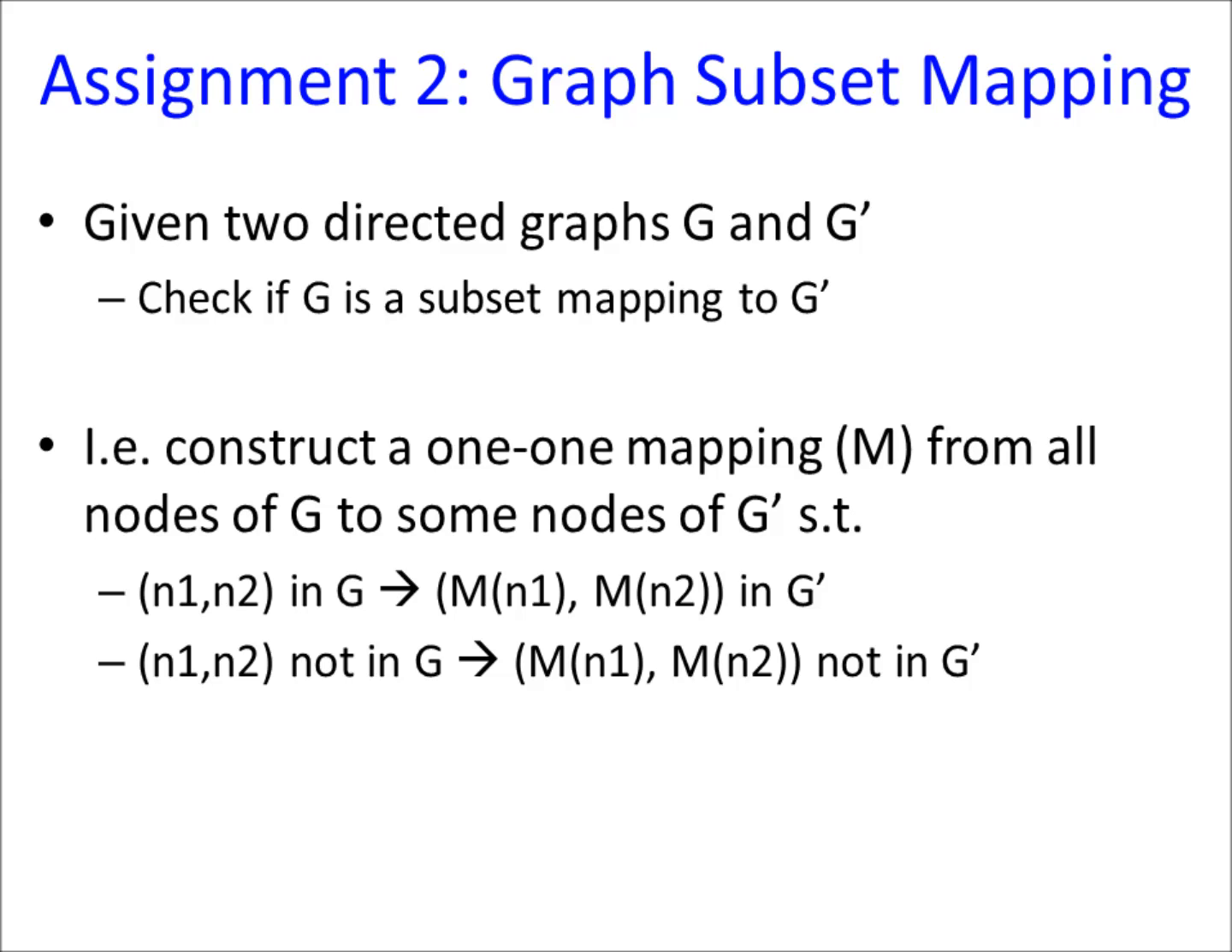A subset is defined as follows. You have to figure out a one-to-one mapping from all nodes of G to some nodes of G prime, such that if there is an edge from N1 to N2 in G, then there should be an edge between the equivalent mapped nodes in G prime. And if there is no edge from N1 to N2 in G, then there should not be any edge in G prime. Simple problem.